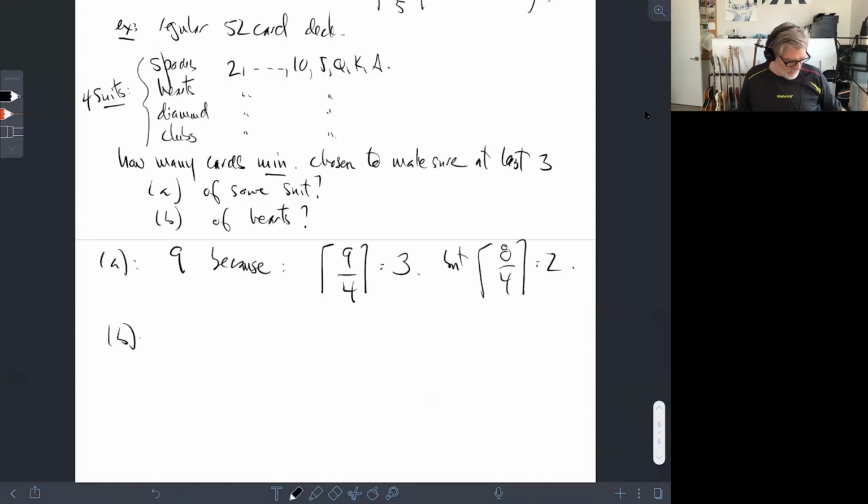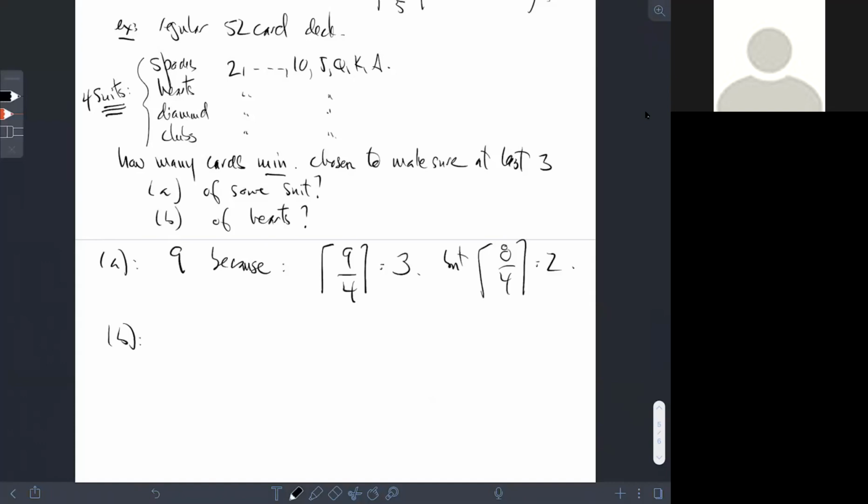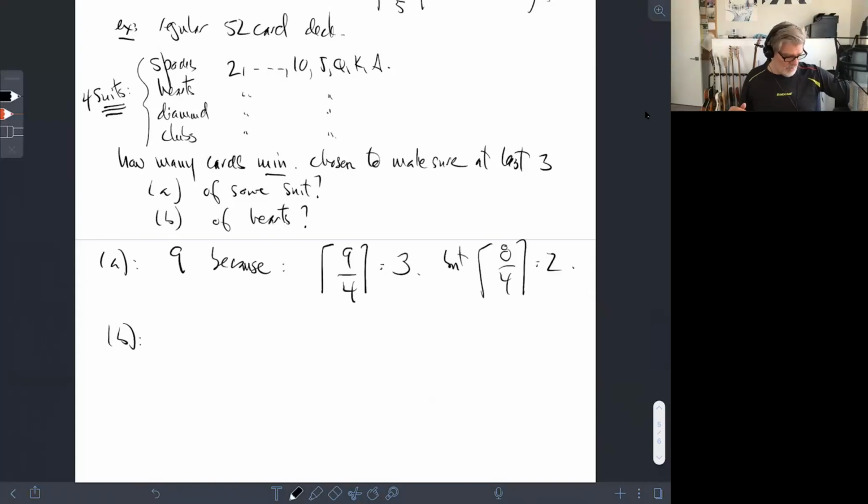B is a bit trickier. It's different. I want not only 3 of the same suit, but I want to make sure that when I take that many cards, I'm guaranteed always to have 3 cards which are hearts. Does anybody want to? Suit? Suit, sort. One of the 4, not colors, because there are 2 suits of each color. To have at least like 1 spade, 1 heart, 1 diamond. No. I want a suit. I want to make sure.